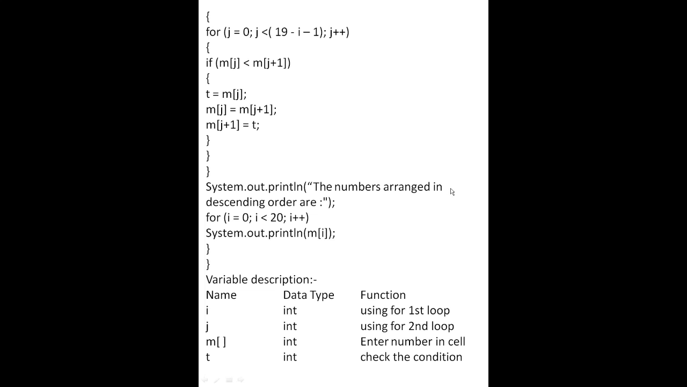Now we will write the numbers here, arranged in descending order. Now for i, because these loops are for printing the numbers, System.out.println mi, the value which is stored in mi will be printed here. Then we will write the data types i, j, m, t, all data type is int. Then first loop, second loop, enter the number, check the condition.